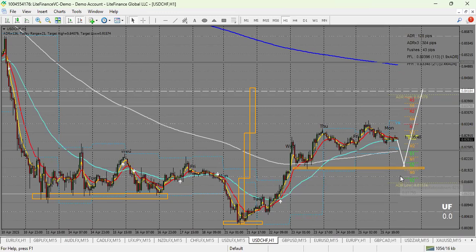So if you're looking to trade USDCHF, I'll be looking for buys to this point here. So we have the station zone right there too to support our analysis. So I'll be looking for buys to this point. And we have the 800 EMA right above us.